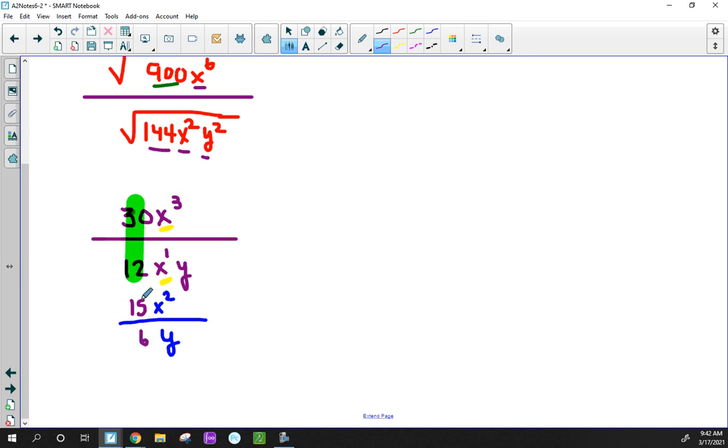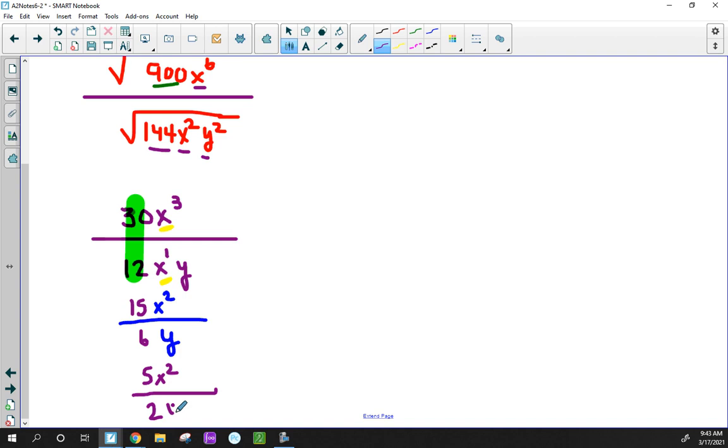Oh, and you know what? I didn't even choose the biggest value. 3 goes into 15. I need to keep going here. 3 goes into 15 5 times. 3 goes into 6 2 times. So 5/2 is much better than what I did earlier. So we're going to drop the x squared down again.